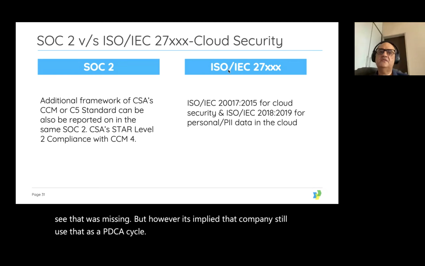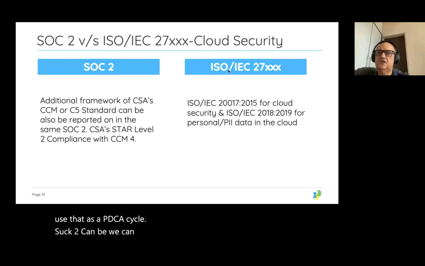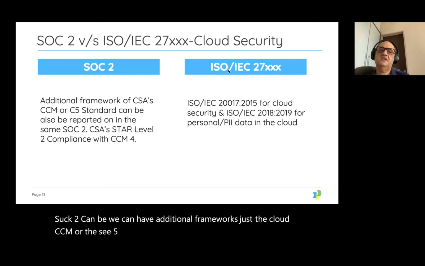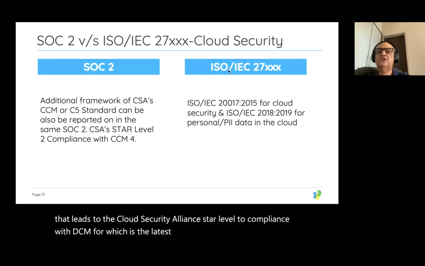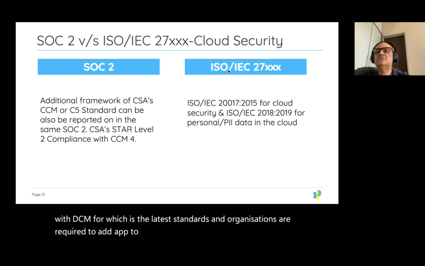With SOC 2, we can have additional frameworks such as the Cloud CCM or the C5 standard reported in the same SOC 2 report, and that leads to the Cloud Security Alliance's STAR Level 2 compliance with the CCM4, which is the latest standard, and organizations are required to adapt to the new CCM4 before the end of this year.